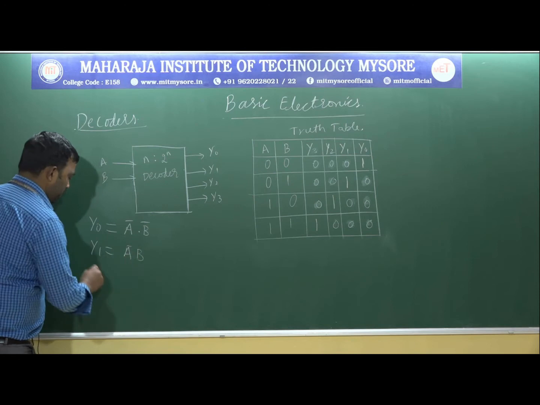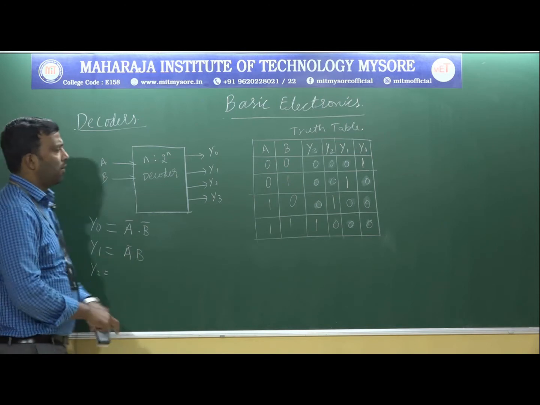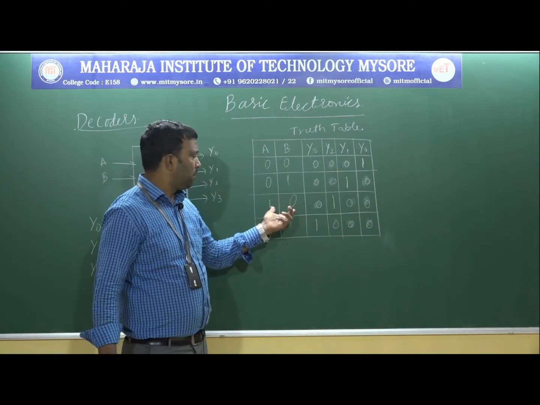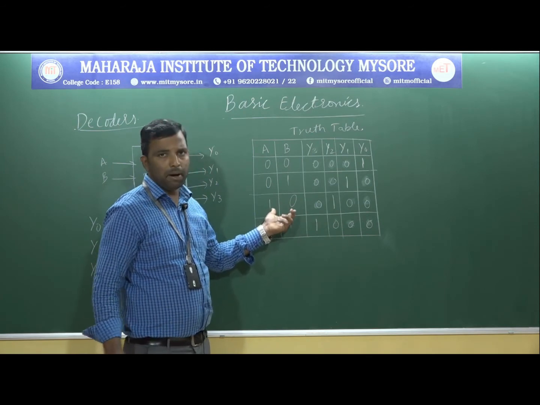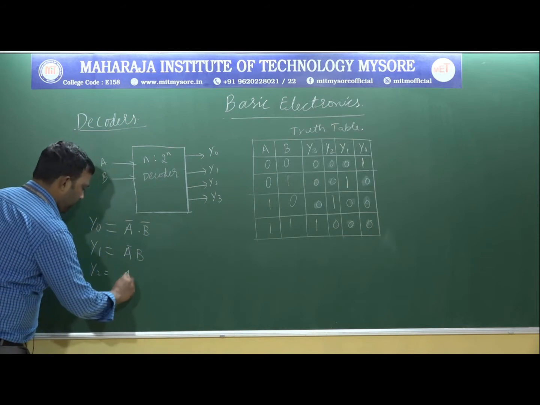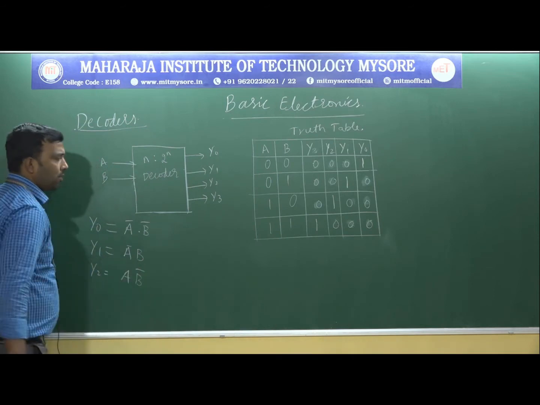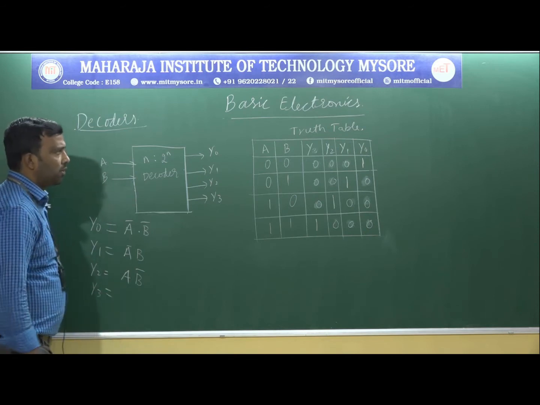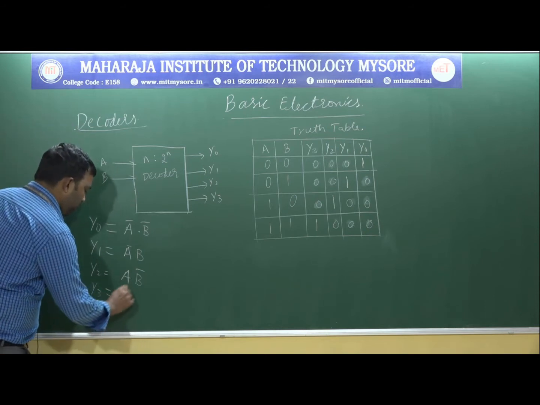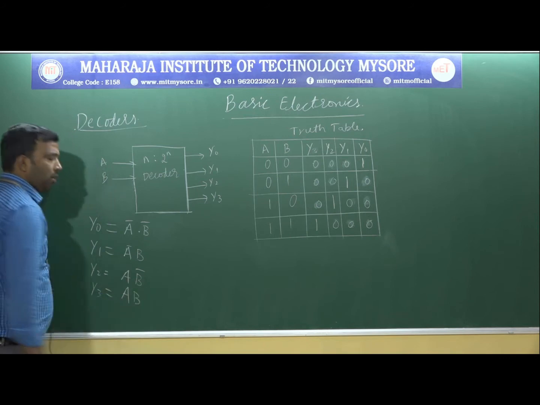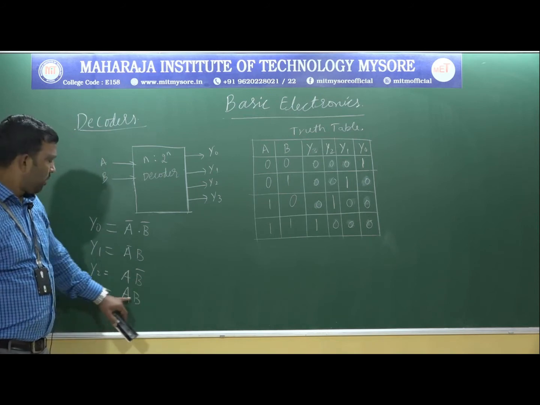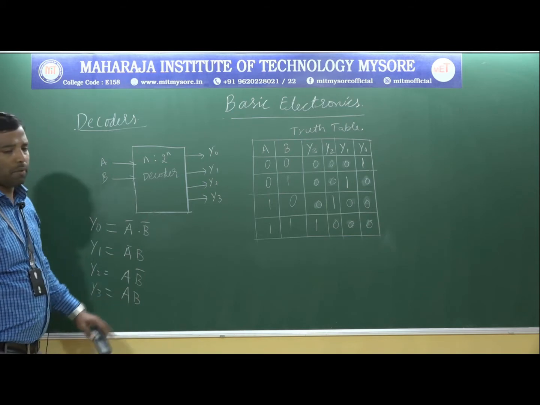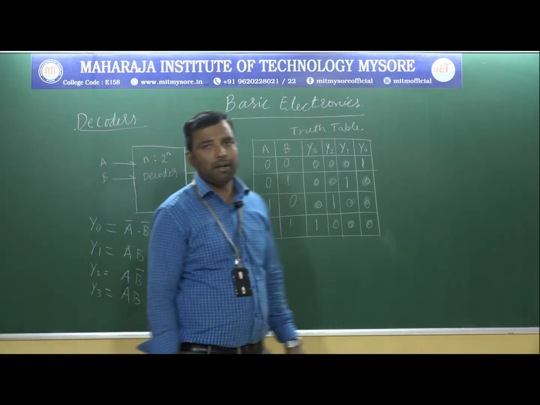A bar B. Y2 is what? A is 1, B is 0, that is A B bar. Again Y3 is A is 1, B is 1, both are 1, that is A dot B. Now we are going to implement this with the help of logic gates.